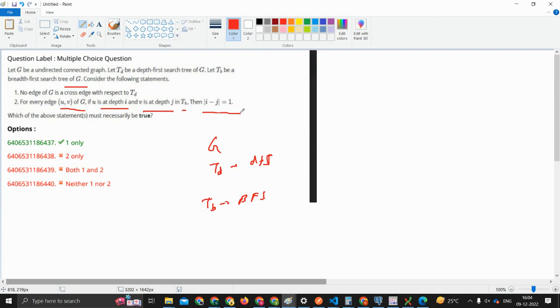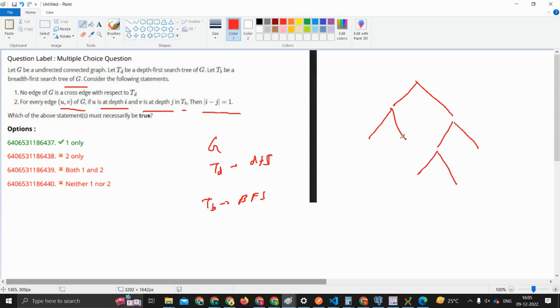Like, no edge of G is a cross edge with respect to the depth first tree. So in DFS, I have a question here. What does cross edge mean? First, tell that. Cross edge. Does anyone know? Navika, you go ahead.